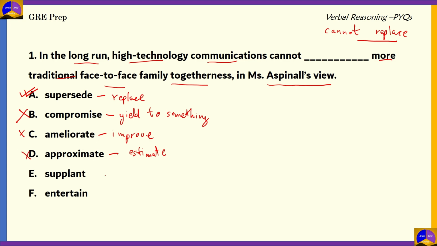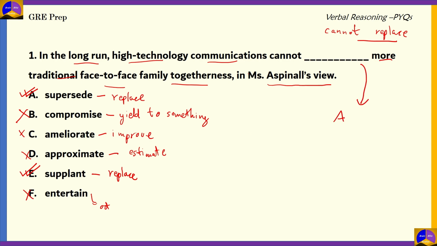Option E, supplant, is again one of the synonyms of replace. And since here we're talking about how high technology communications cannot replace face-to-face family meetings, option E, supplant, is also one of the 2 correct options. And finally, we have F, entertain. Of course, this means to make something enjoyable, so that is out of context. So option F is also incorrect.